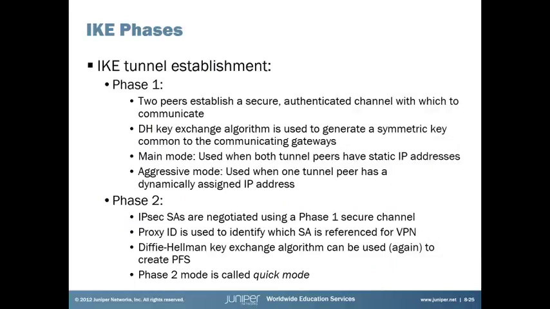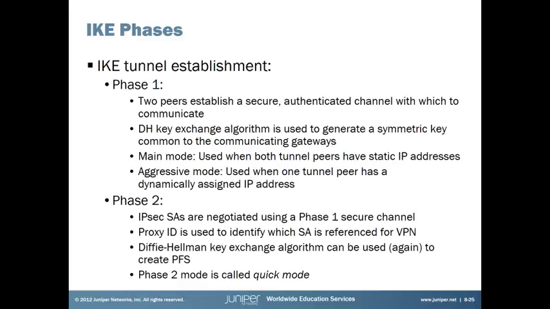Okay, so the phases are tunnel establishment, phase 1. Two peers will establish a secure authentication channel with which to communicate. The DH key exchange algorithm is used to generate a symmetric key common to the communication pathways. Main mode is used when both tunnel peers have a static IP address, and aggressive mode is used when one tunnel peer has a dynamically assigned IP address. You get to choose the mode. Typically, you will use main mode when you are setting up a VPN between two sites.